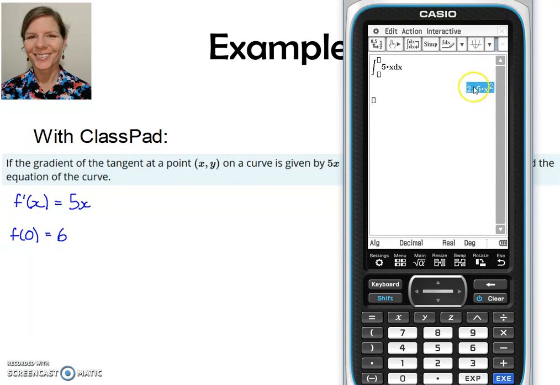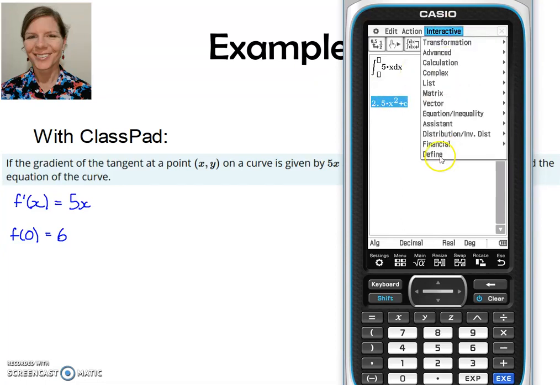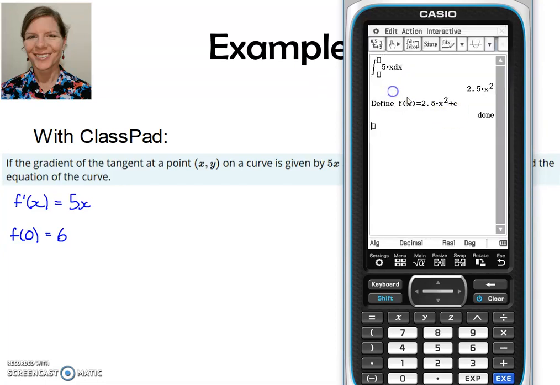Now, what you want to do is drag that down. You want to go plus c. Okay, ClassPad actually doesn't add c for you, so you need to make sure you do that manually, and then define it as a function. Okay, it's now a function. Right, and now we can do a solve.